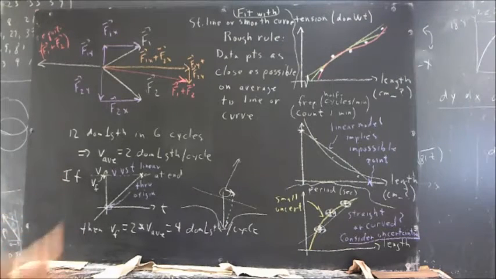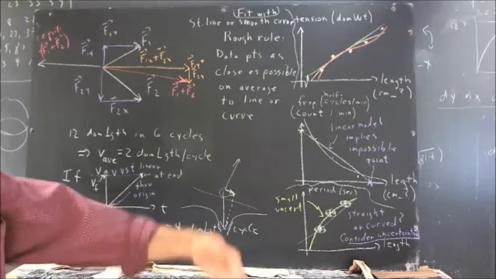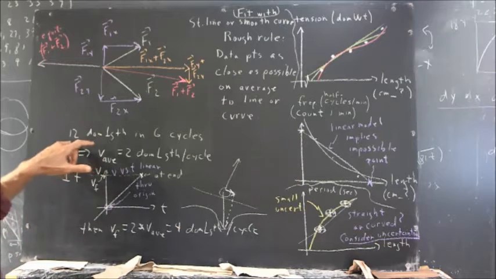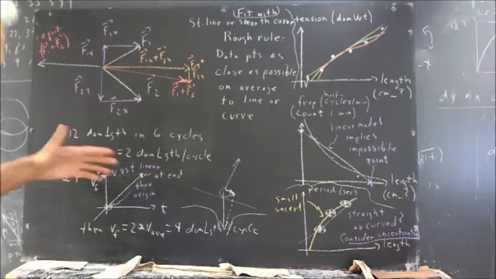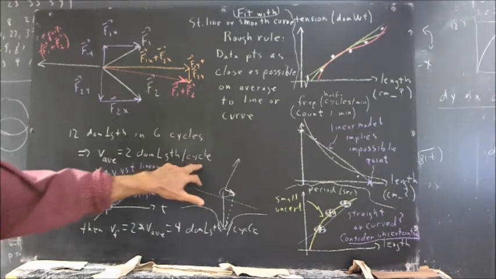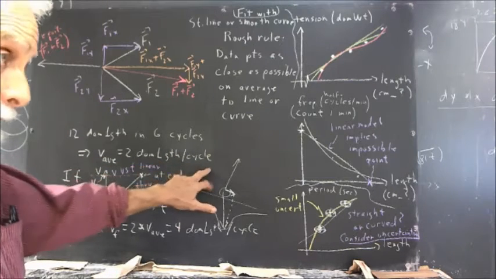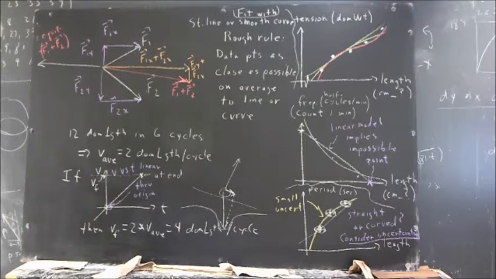Related to information we have about rolling the ball down a ramp. If the ball travels 12 domino lengths in 6 cycles, then our average velocity is 2 domino lengths per cycle. That's fairly obvious. I think everybody completely understands that.